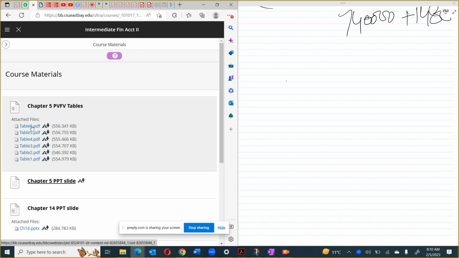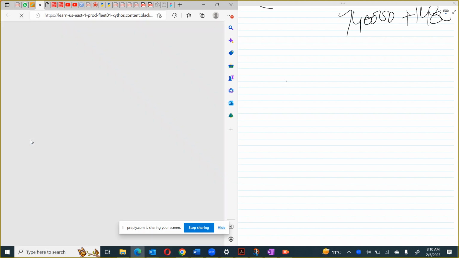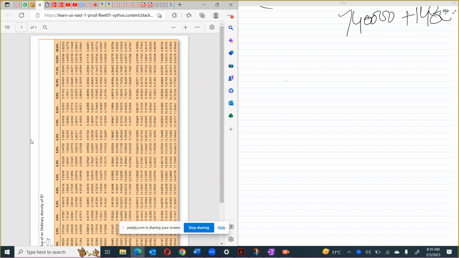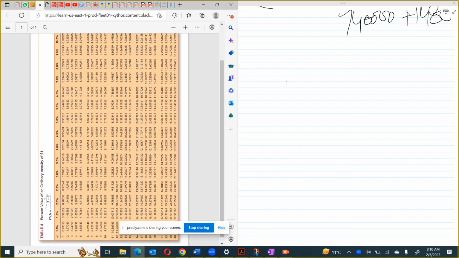Which is the table for annuity right now? For annuity, present value of annuity. There are two annuities: one is ordinary annuity and one is annuity due. So which one do you want? Ordinary annuity. Okay, it's Table 4. So we were at 2.5%, right?